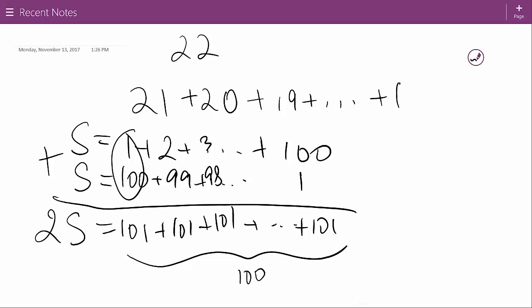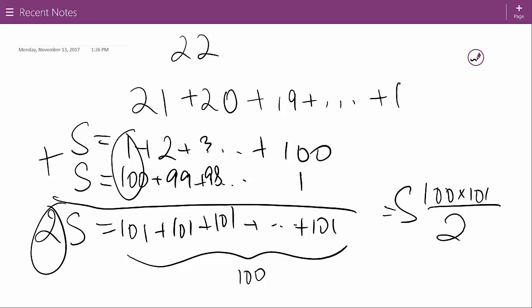You're going to have 100 of them, right? So therefore, really, all you have to do is take 100 multiplied by 101 and divide by 2. And that's going to be your sum, right? So therefore, if you need to add n numbers together, really the formula is n plus 1, times n, divided by 2. So if you need to add 100 numbers, that's going to be 101 times 100 divided by 2. Same exact thing right here.